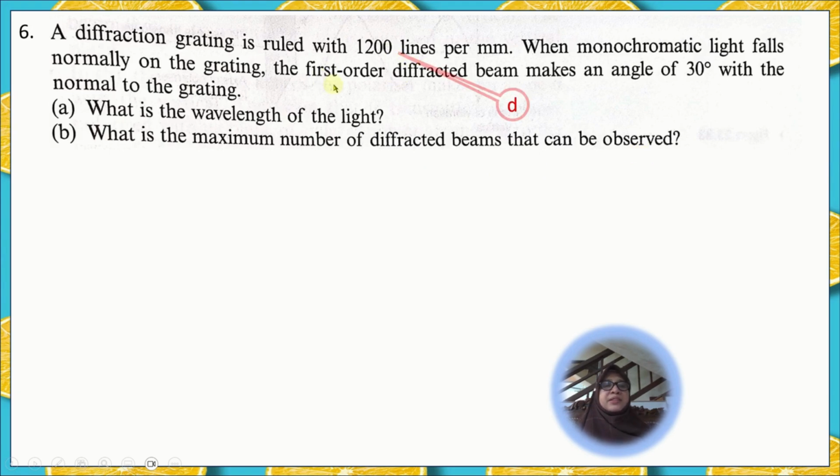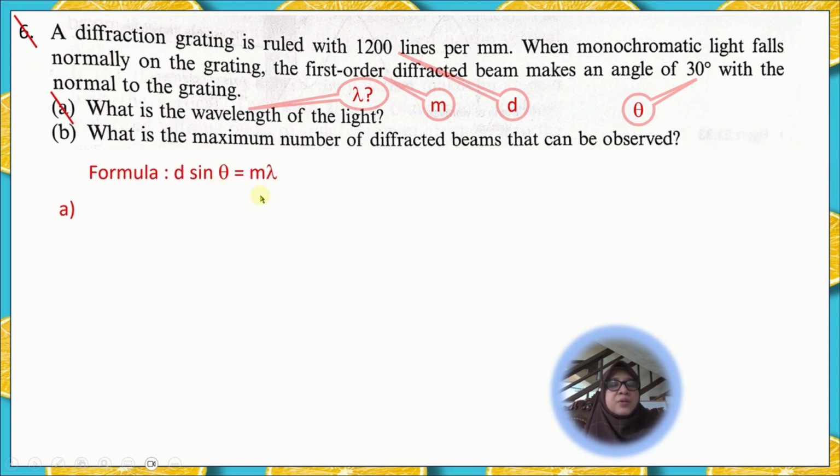Okay, so the diffraction grating has many slits. So the number of slits is 1,200 lines per millimeter. So we use d, symbol d, and then the angle 30 degrees for the first order, which is m equals 1. And we are going to find the wavelength. So the formula for the diffraction grating, we use d sine theta equals m lambda. And d is 1 over N.